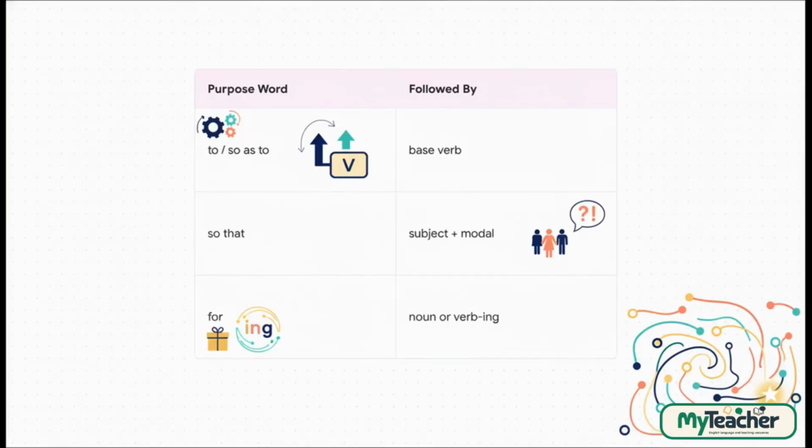Okay, now let's bring it all together with the golden rule. Think of this as your personal cheat sheet. Choosing the right purpose word totally depends on what comes immediately after it. If you have a base verb coming up, use to. If you have a full sentence with a subject and a modal, use so that. And if you have a noun or an ing verb, use for. If you memorize this one single rule, you are absolutely going to master expressing purpose.